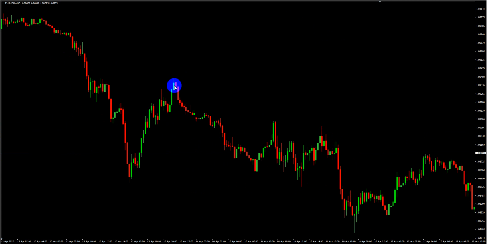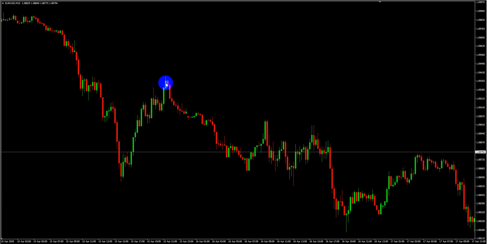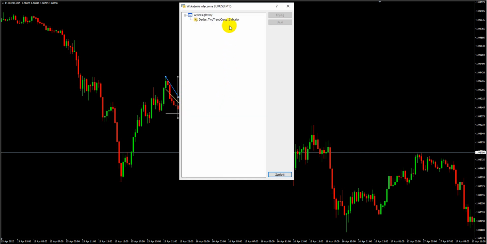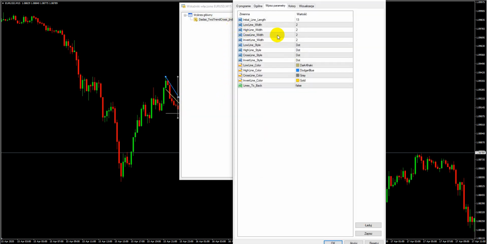We click on a certain candle. Let's call it a high candle, right? And we get a bunch of lines here. We get four lines. Now, the initial span of these lines is defined right here. So I defined it as 13, but we can put in 22, for example, right? Whatever you like.